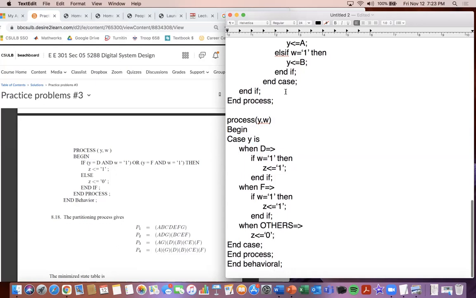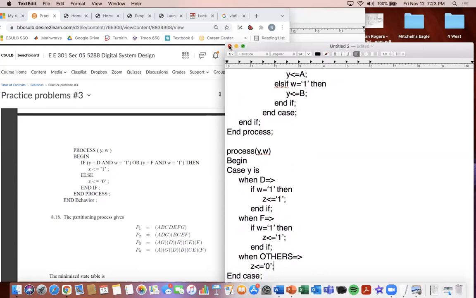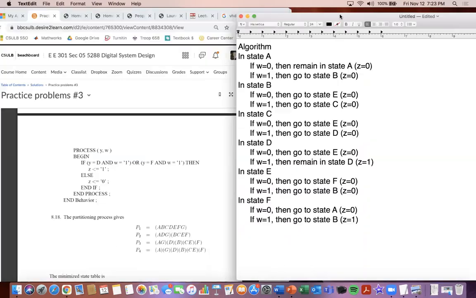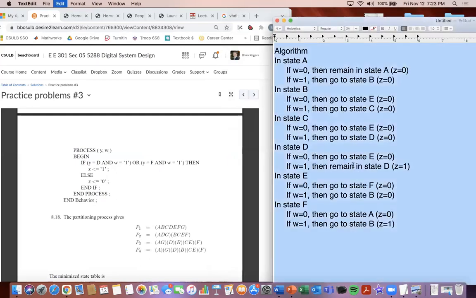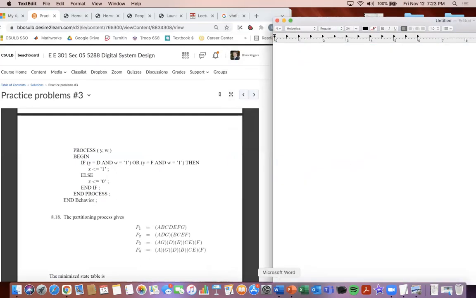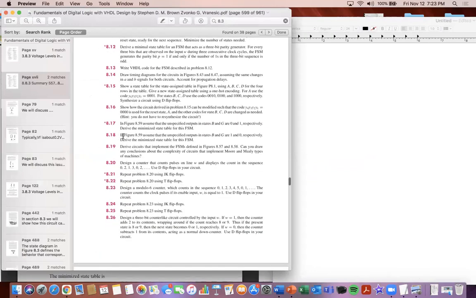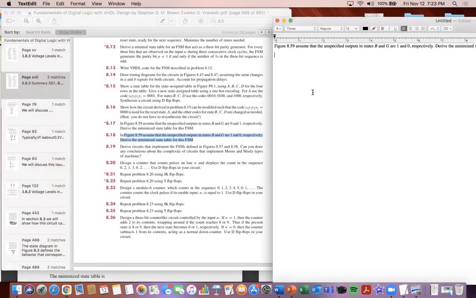And then the last one of the night. The only one here is John. And so let's do the partition method. And so problem 8.18. Figure 8.59, assume that the unspecified outputs in state B and C are 1 and 0 respectively. Derive the minimized state table for this finite state machine.